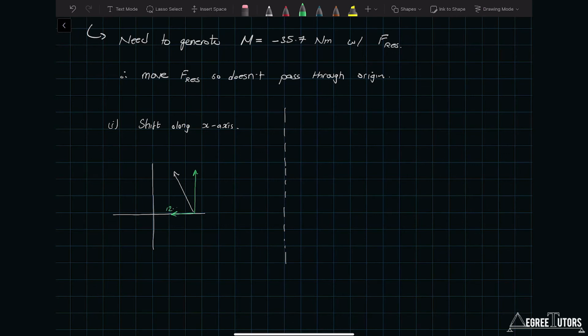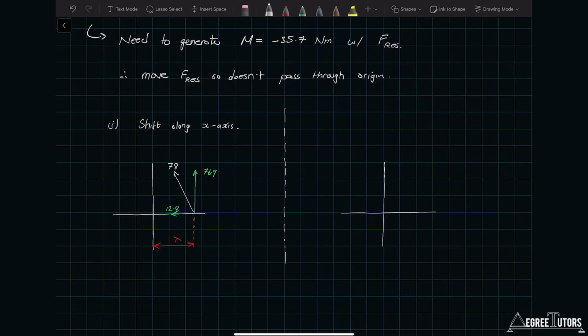This was 12.8. This was 76.9. The resultant was 78. And so now, in shifting it along the x-axis, what have we done? We've generated, let's go with red, a lever arm for that vertical component. So now the vertical component has a lever arm, let's just call it lambda. So that's one option. The other option is we could take our force and shift it vertically.